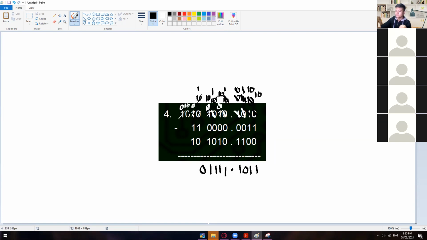And then from here, we now have a value of 10, so we can now borrow. So this 10 will become 1, and then this 0 will become 10. So 10 minus 1 is equal to 9. 1 minus 0 is 1. And yeah, that's it.